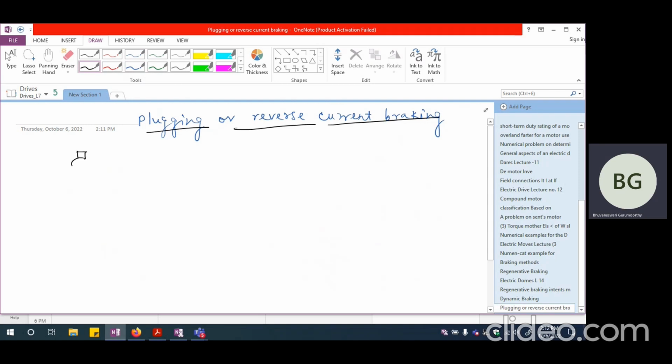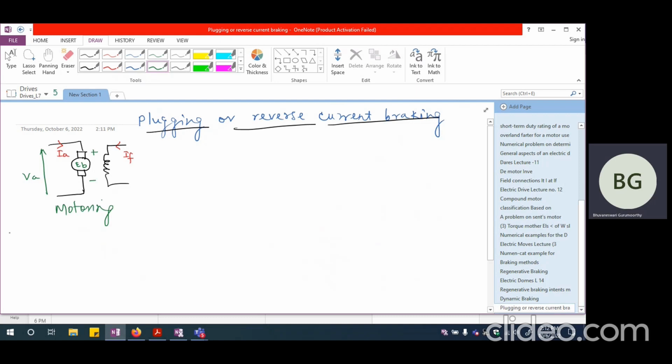So let us say, first of all, during motoring operation, this is the armature, and here is the field. So I'm going to have field current flowing in this direction and armature current flowing in this direction. And I'm going to have VA, which is applied like this. Now I'm going to have the back EMF, which is in this particular polarity. Okay, so this is motoring.